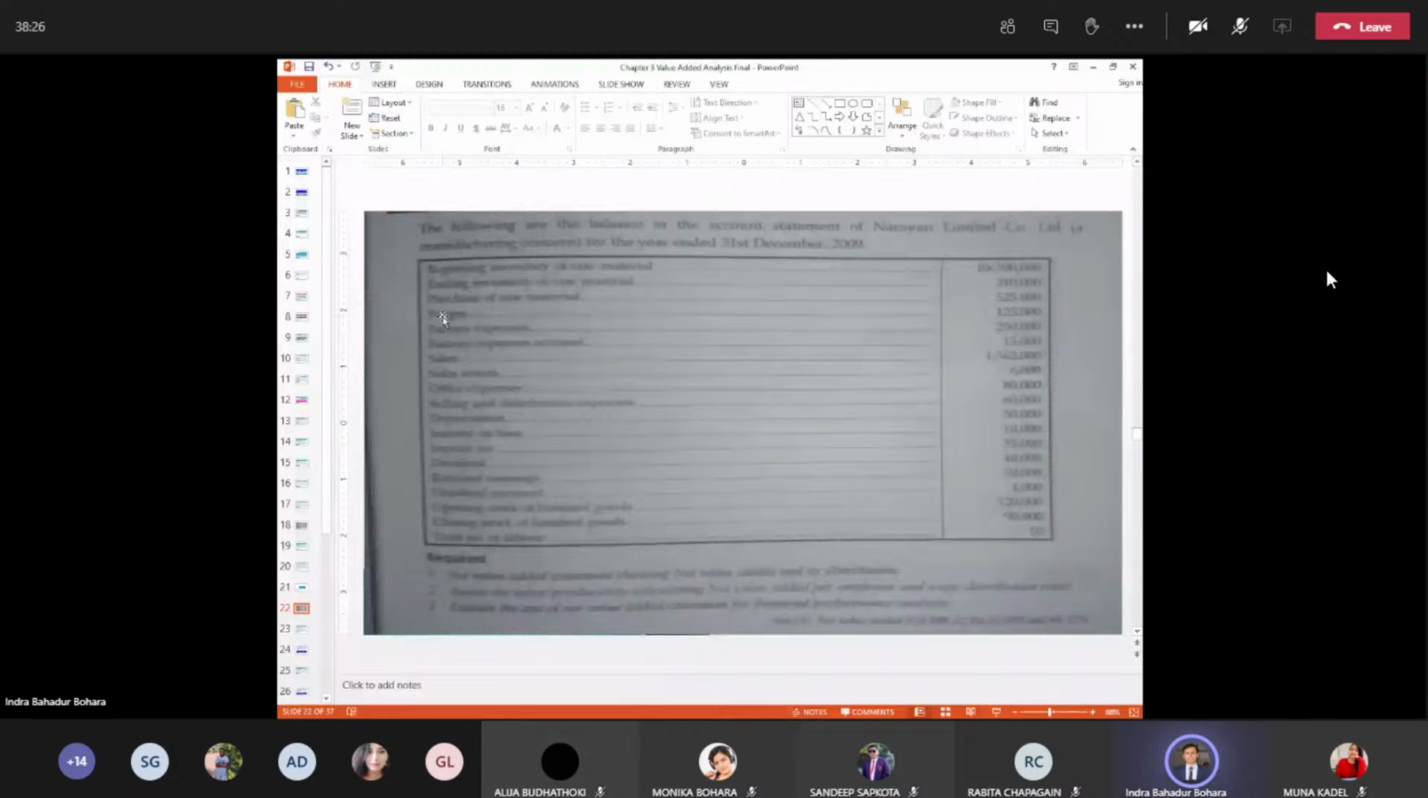And wage, salary, and any other expenses paid to the employees are payments to employees, distribution to employees under the additive method. Wage goes to the additive method, as it is payment to employees.